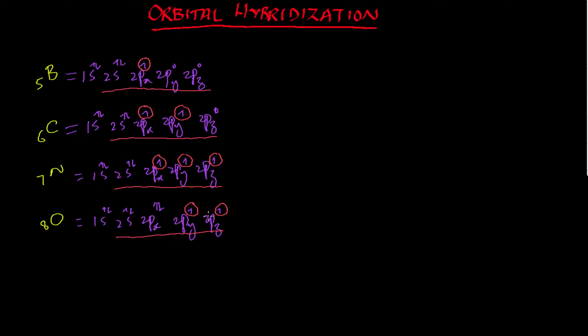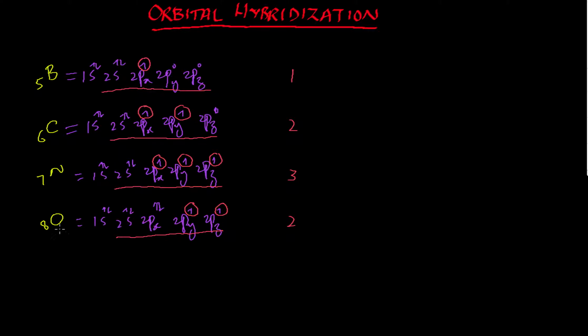According to the basic rules for chemical bonding, the number of bonds that an atom could form is equal to the number of unpaired electrons in its valence shell. So according to that concept, in boron only one unpaired electron is there. For carbon, there are 2. For nitrogen, there are 3. For oxygen, there are 2. It means boron will form only one bond, carbon only 2, nitrogen 3, and oxygen 2 bonds.